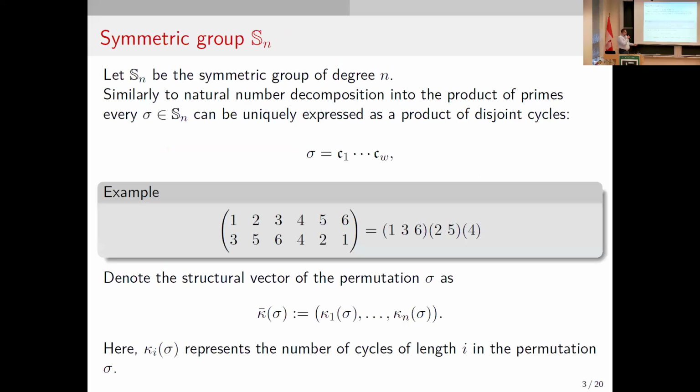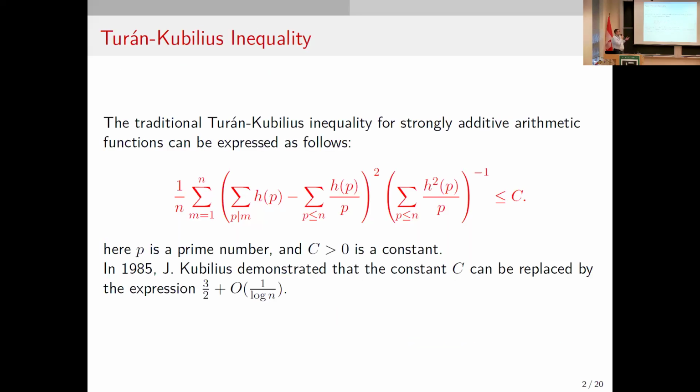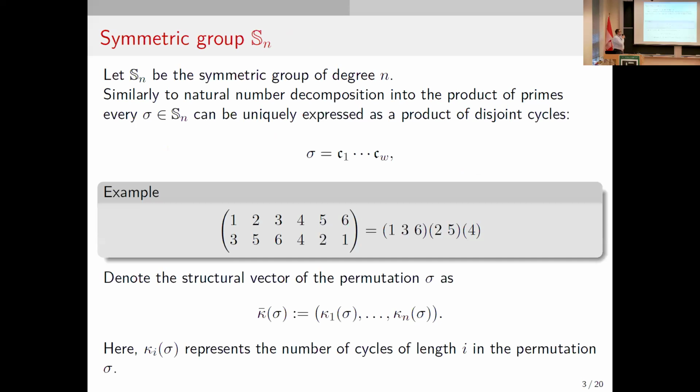The goal of the talk is to give a quick overview of what has happened for similar functions defined on combinatorial objects. So we begin with very well-known things, that is the symmetric group of degree n. And similarly to natural numbers, every permutation can be decomposed into a product of disjoint cycles.